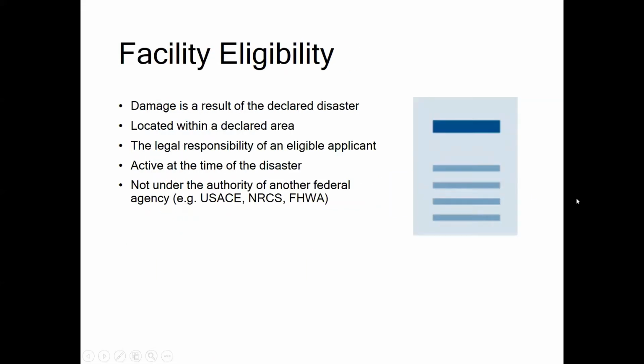A facility is a building, a system, equipment built or manufactured, or an improved and maintained natural feature. An example is a water distribution system. Mechanical, electrical, plumbing, and other systems that are components of a facility in which they operate are considered part of the facility. To be eligible, a facility must have sustained damage as a direct result of the disaster, be located within a declared area, be the legal responsibility of an eligible applicant, and not be under the authority of another federal agency.